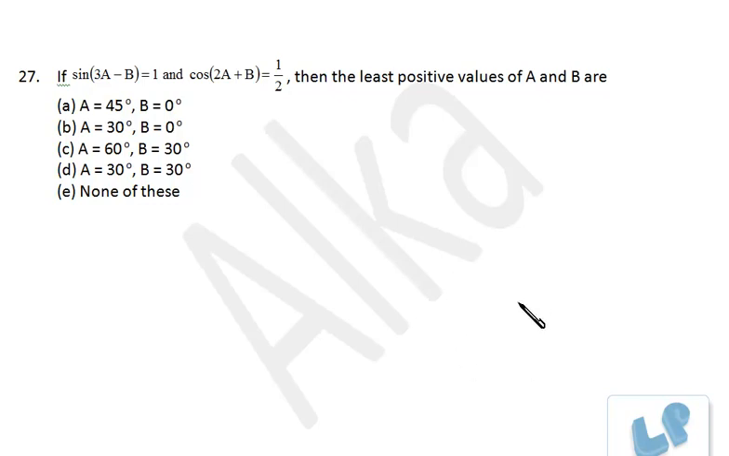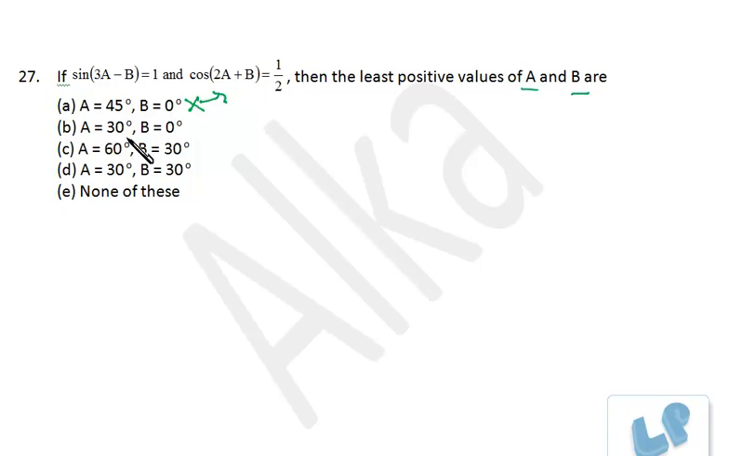Now let's try this question. Here sine of 3a minus b is 1 and cos of 2a plus b is 1 by 2. We have to find out the least possible values of a and b. We can go by the options, that would be rather easier for us. Say if a is 45 degrees and b is 0. If a is 45, then it will be cos 90 plus 0. That's cos 90, which is actually 0. So we cannot get half. So this is incorrect, because the values of a and b are not satisfied over here.